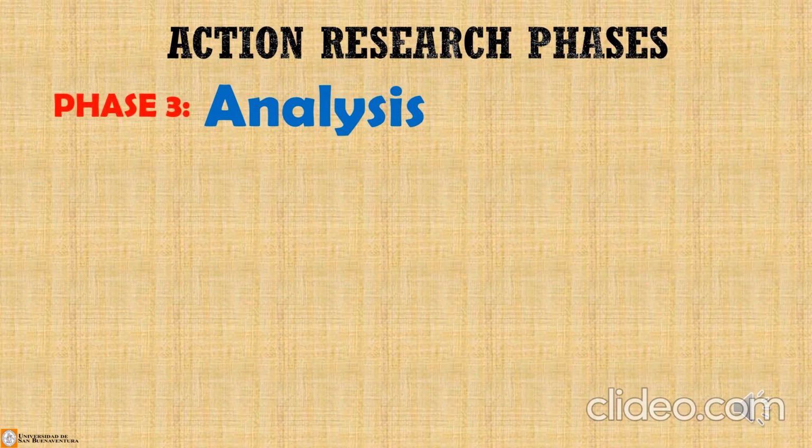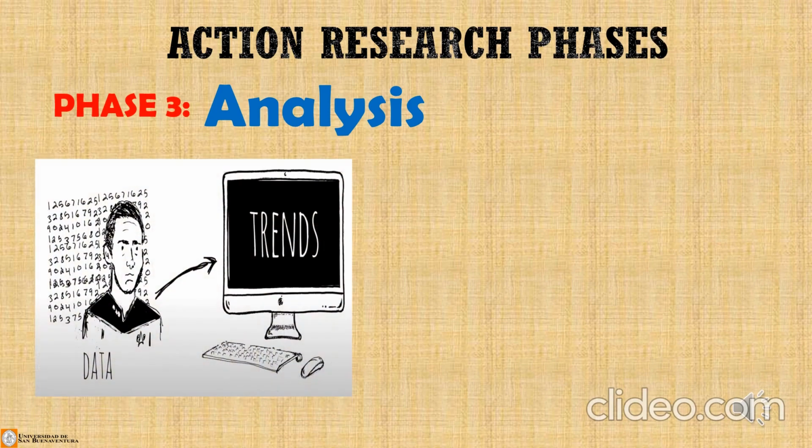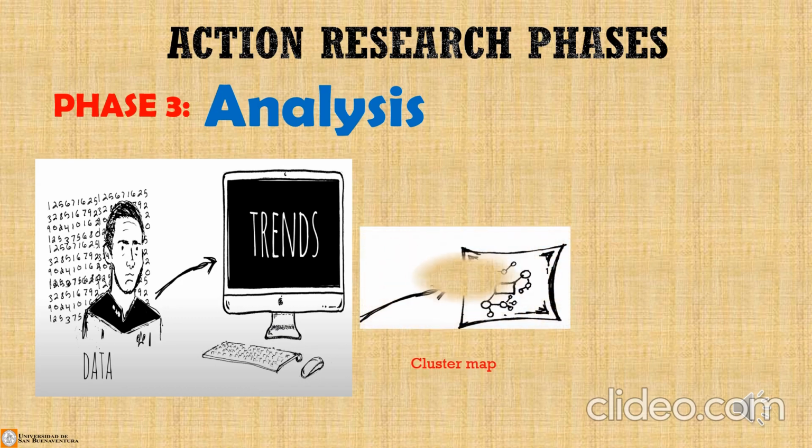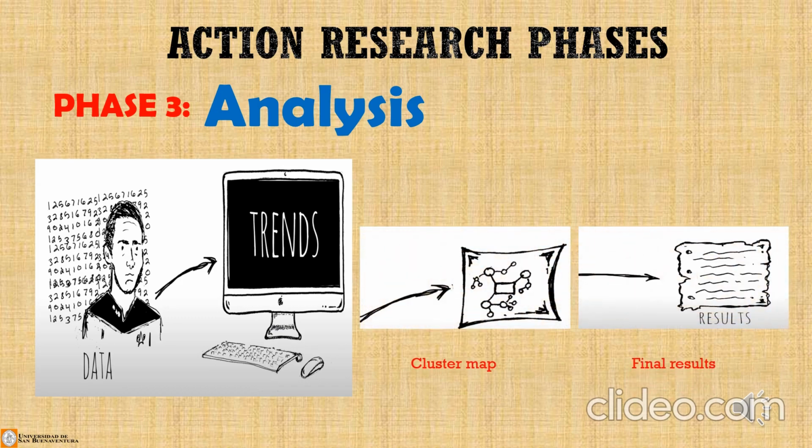Phase number 3. Here we will often start by organizing the data with charts or graphs and looking for specific trends. We might also discuss it with peers, pre-write in a journal, or create a cluster map before eventually writing out our results.